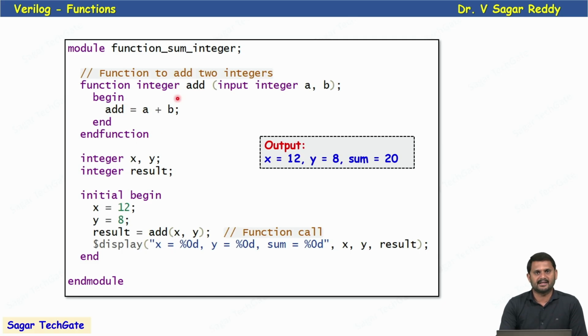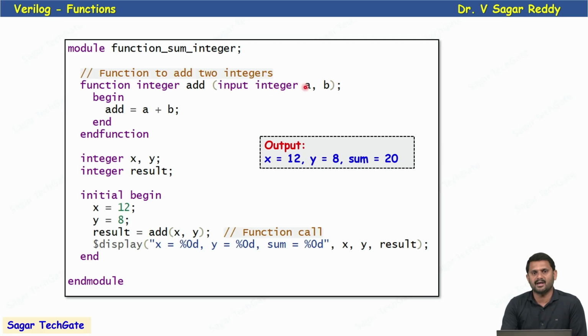This is the definition of the function. The declaration of the function is inside the module but not in the procedural block. So now I define a simple add function, and then integer x comma y, integer result. Now here is one procedural block: initial begin, x is equal to 12, y is equal to 8. Now I call the function by using result equal add x comma y. What is the meaning of this? If I write add x comma y, I'm calling this function by providing two argument values. x is 12, so I'm providing 12, and also 8. So add 12 comma 8, like that.